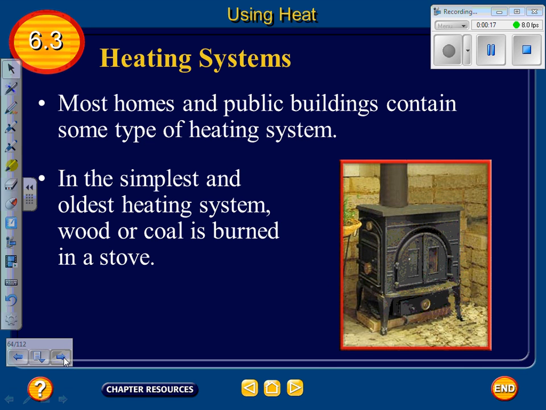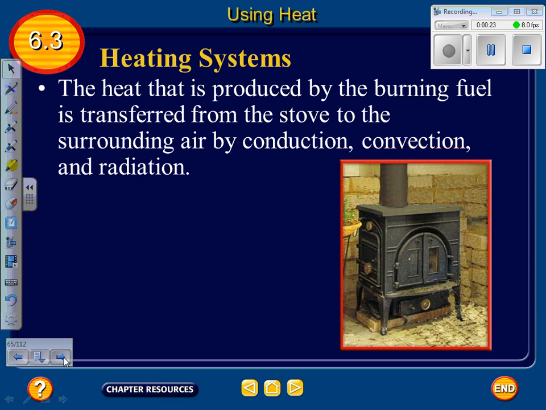Simplest and oldest heating system, wood or coal, is burned in a stove. The heat that is produced by the burning fuel is transferred from the stove to the surrounding air by conduction. If you walk up to that stove and touch it, it's hot. Convection. Oftentimes there's a fan on the back of the stove that pushes the heat into the room. That would be via convection currents.